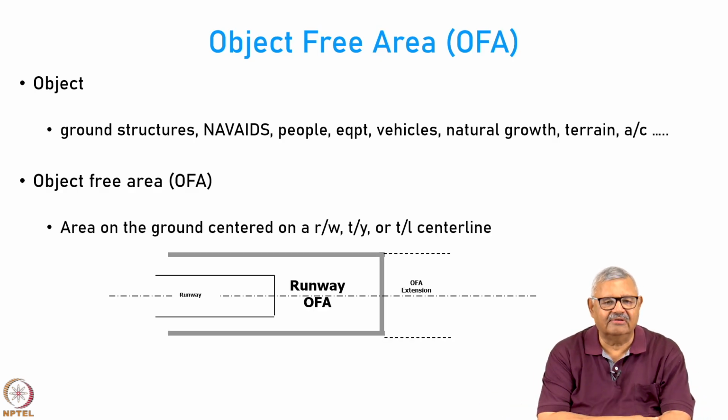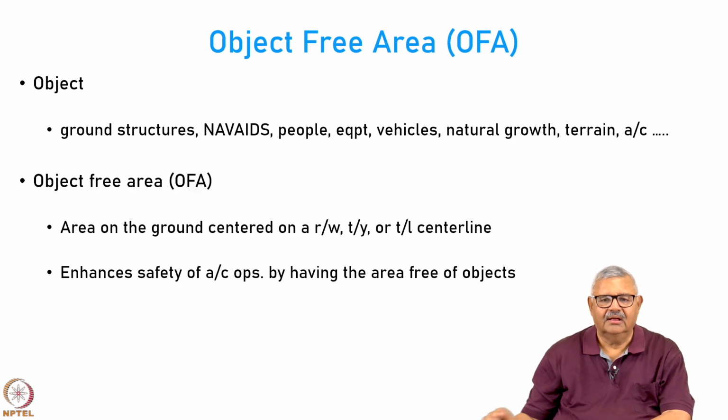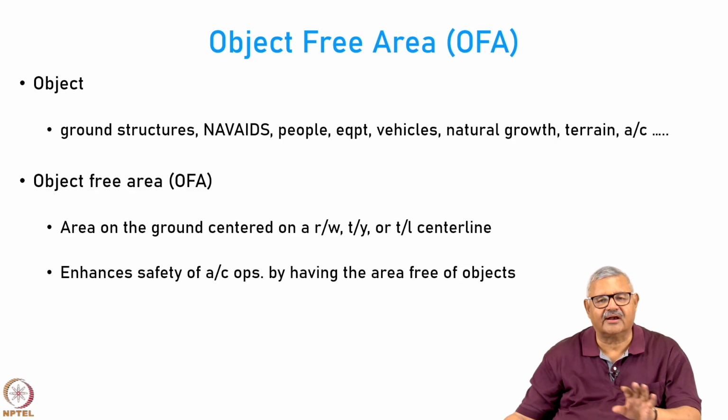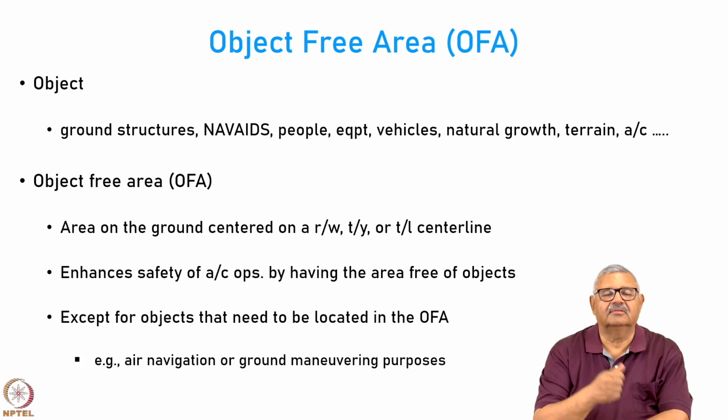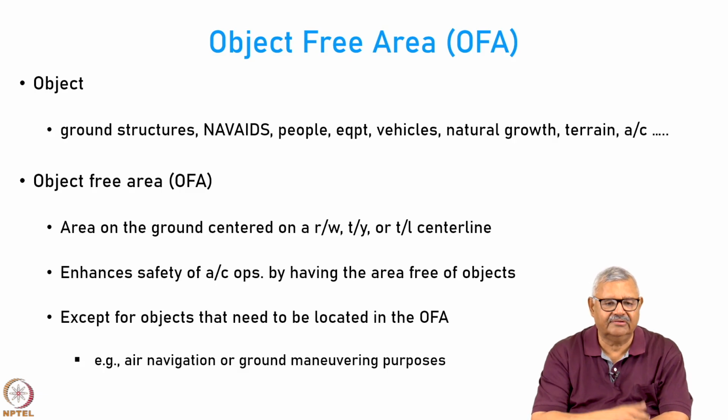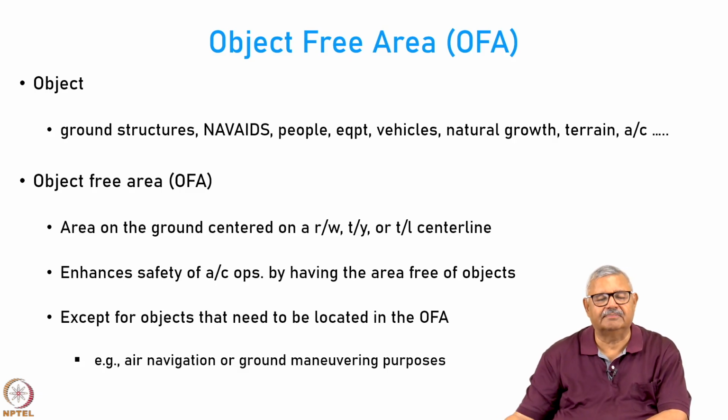So, centered on the runway center line or taxiway center line or the taxi lane center line, there is some area which is considered to be free of any obstacles unless they are required for a specific reason. This enhances the safety of the aircraft operations by having the area free of objects when an aircraft is operating, and entry into the OFA is not permitted during the operation of the aircraft, except objects, as I mentioned, which are required by function. They can be located in the OFA and they will be well lighted and well marked for the crew members to notice. They could be for air navigation or ground maneuvering purposes.